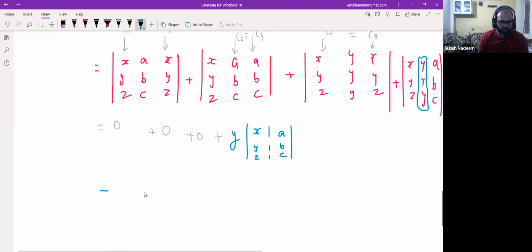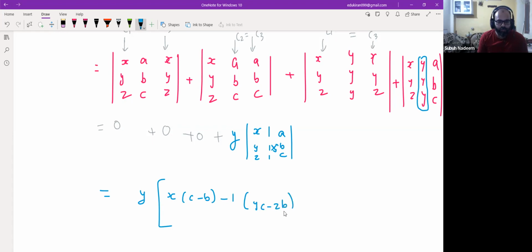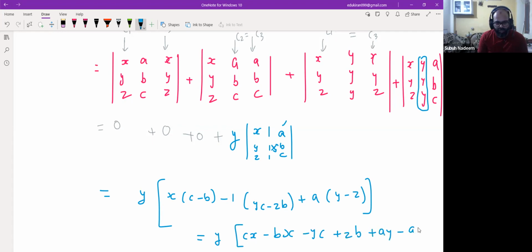Now we have to expand this. So Y, and we can expand about any row or any column, so let us expand about the first row. So X into C minus B, then minus 1 into YC minus ZB, and then plus A into Y minus Z. So this will be Y, XC minus BX, minus YC plus ZB, plus AY minus AZ.